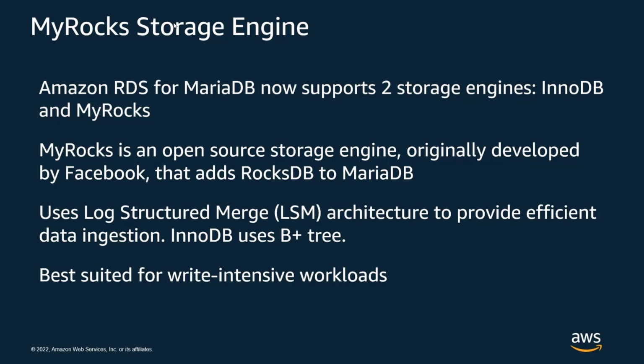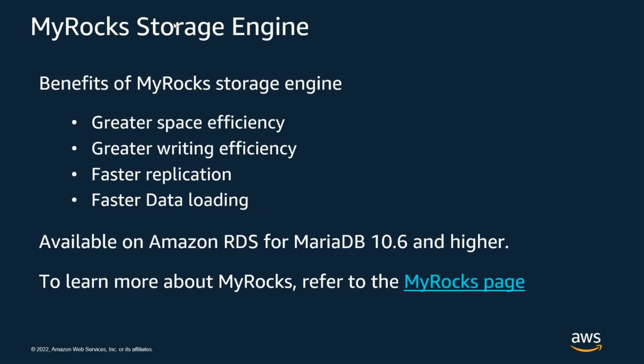The difference between InnoDB and MyRocks is the architecture. MyRocks uses the log structured merge architecture, whereas InnoDB uses B plus tree. And this difference in architecture results in several benefits which are specifically obvious for write intensive workloads. Now, what are these benefits? Let's talk about each of them.